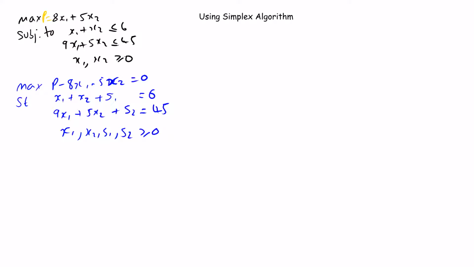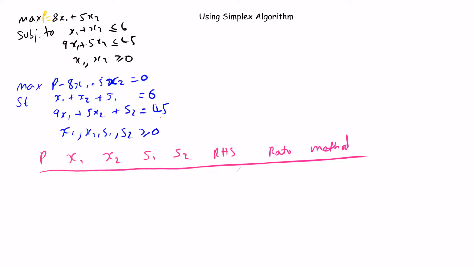So the headings for the columns are going to be p, then our variables x1 and x2, s1, s2. Then we're going to have our right hand side with the equation, so 0, 6, 45. We're going to have a column for the ratio, one for method. These headings are interchangeable depending on who is doing the question. As long as you have the same method, then the headings don't matter too much. For example, some people put P over on them, just to the left of the right hand side column.